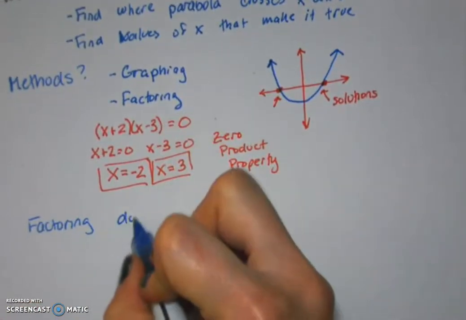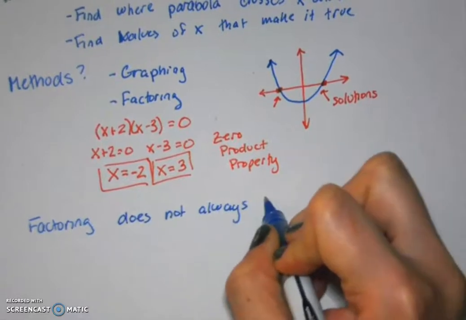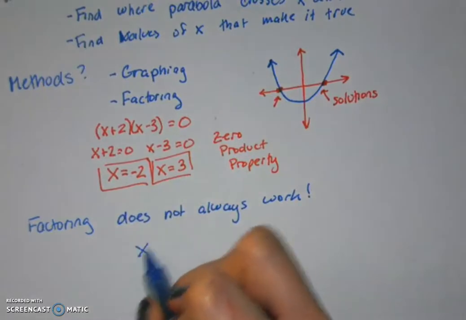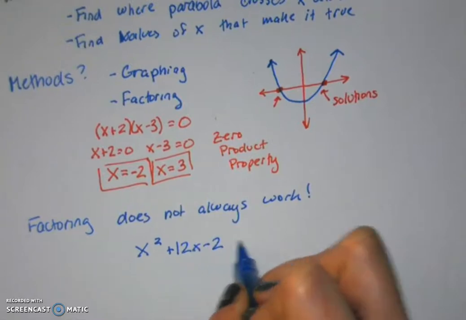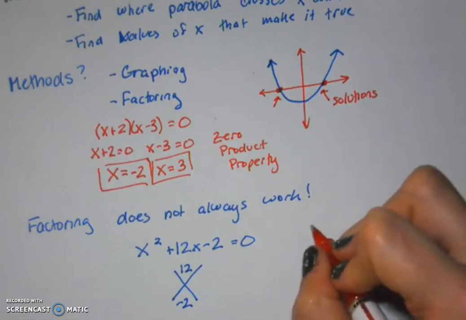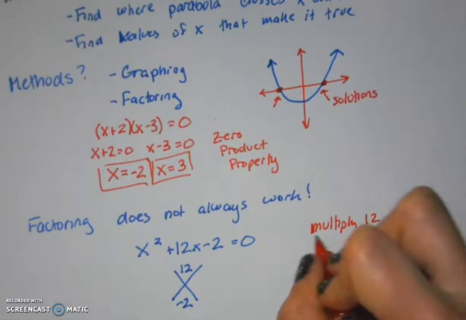Factoring does not always work. And I'm going to show you an example right here. If I have x squared plus 12x minus 2 equals 0, if we were to set up our x, we would put 12 on the top and negative 2 on the bottom. And then we would ask ourselves, what two numbers multiply to 12?